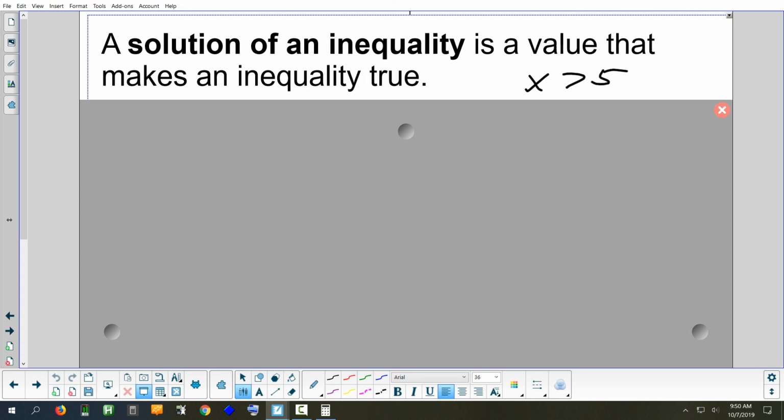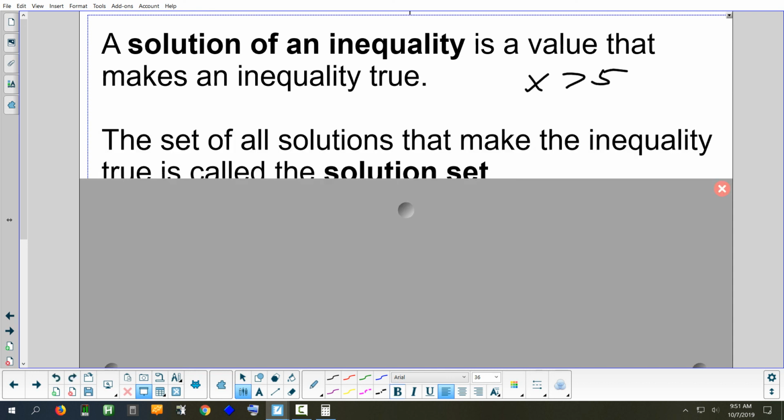James? Anything greater than 5? Yeah, so 6 is a solution. 7 is a solution. 13.5 is a solution. How about 4? Is 4 a number you could plug in for x there? No, 4 is not bigger than 5. How about 5? Is 5 greater than 5? No, 5 is equal to 5. So no, it has to be bigger. How about 5.01? Yep, it's a little bit bigger. All right, so those are all what we call solutions.